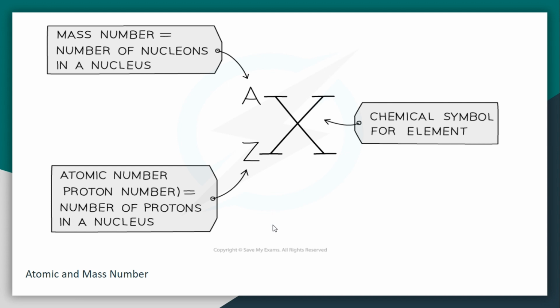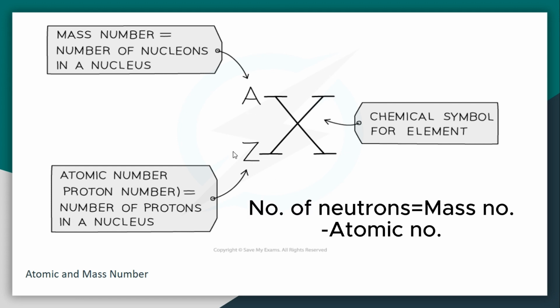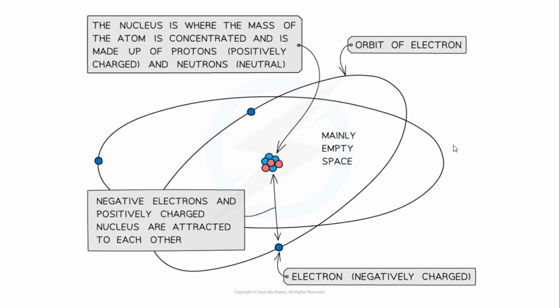So now the number of neutrons can be calculated by the mass number, which is A, subtracting the atomic number, which is the number of protons, and then we get the number of neutrons. Okay, just to preface, protons and neutrons are also called nucleons. Why are they called nucleons? This is because they are found in the nucleus of the atom.